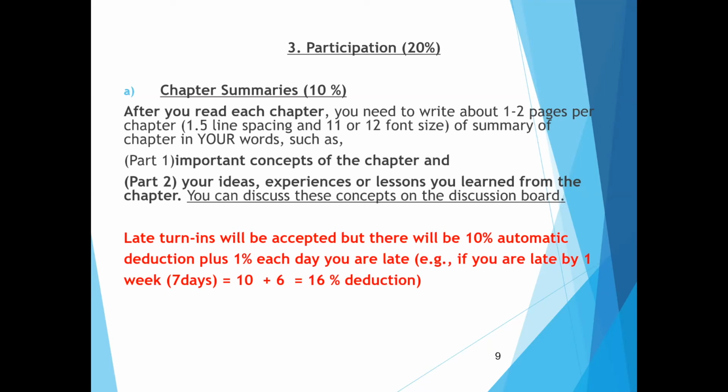Okay. So 1 or 2 pages, 1.5 line spacing, and 11 or 12 font size. You should basically have 2 parts in the chapter summary. One is important concepts, the content itself. The second part is your ideas, your experiences, your thoughts, what you think about the content itself. Part 2 is a way of finding out whether you are reading the chapter and what you're thinking about it. Okay, so that's a chapter summary. That's again a way of communicating with you. Late turn-ins will be accepted, and the same deductions apply when you're late.